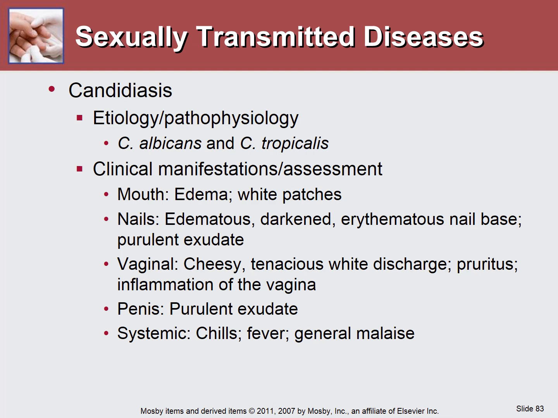Candidiasis, this is a sexually transmitted disease. Usually you see it in the mouth, white patches, in the nails. It could be vaginal, with cheesy, tenacious white discharge, very pruritic, inflammation of the vagina, purulent exudate for the male, and then of course if it's systemic, there's chills, fever, and generalized malaise. Next slide.